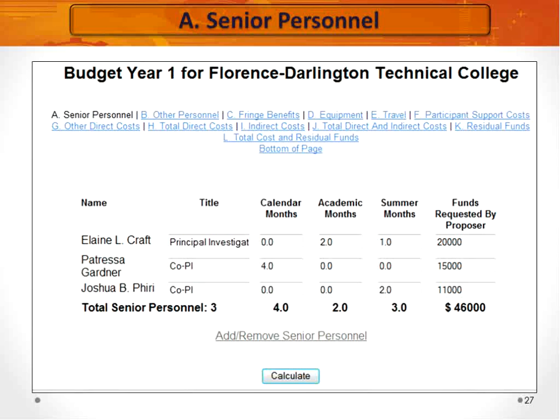Now, this picture shows what the actual budget form for senior personnel will look like after you enter your information. So you've got calendar months for one individual here. I've got academic months and summer months for another individual, and I've got only summer months for a third individual in this particular example.